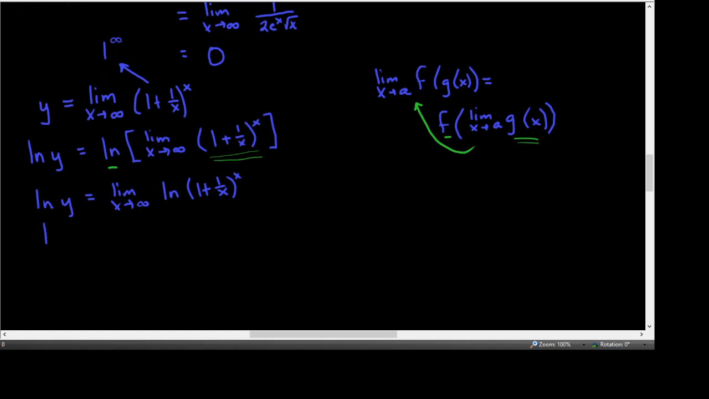Then I can use the property of logarithms that says that the logarithm of a power allows me to take that exponent down in front, and it becomes a multiplier times the natural logarithm of the base of that power.